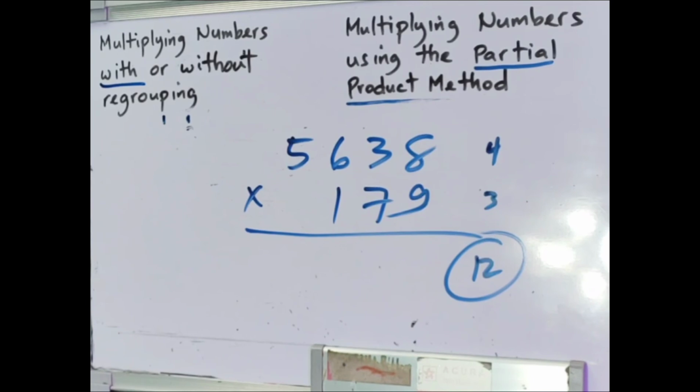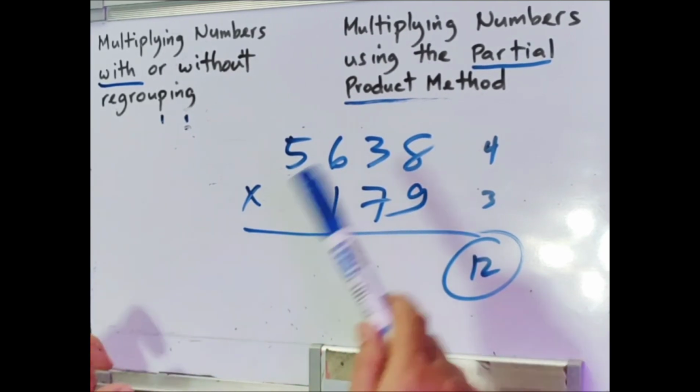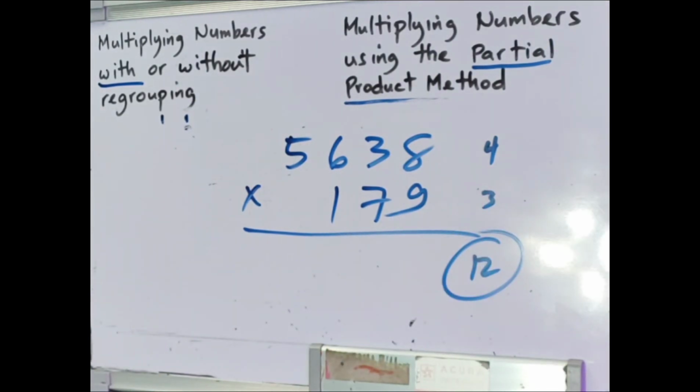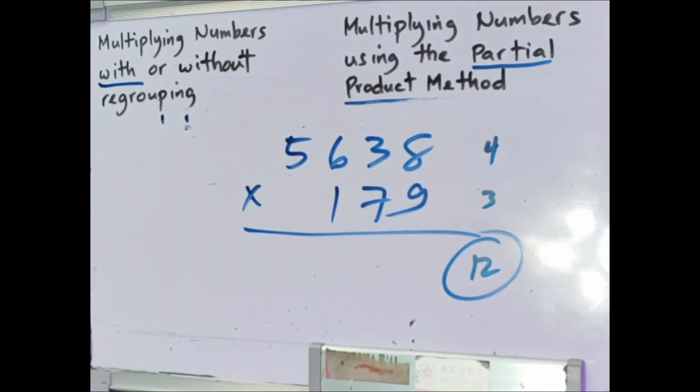So I hope this tutorial helps you in understanding how to use this technique, the partial product method, in multiplying numbers. So the idea is that you multiply the digits, but again consider their values. I hope this helps.